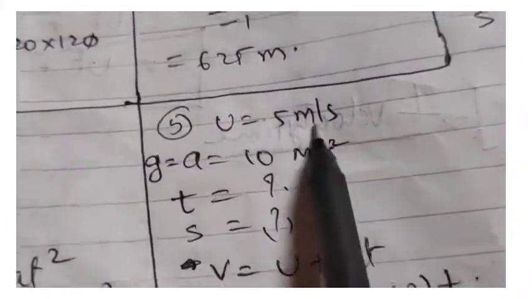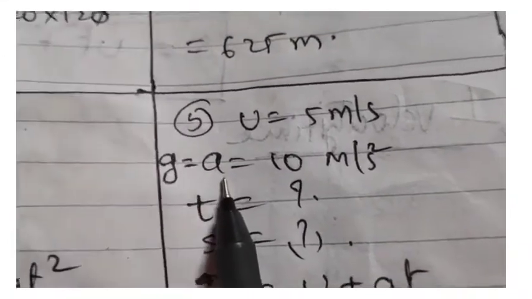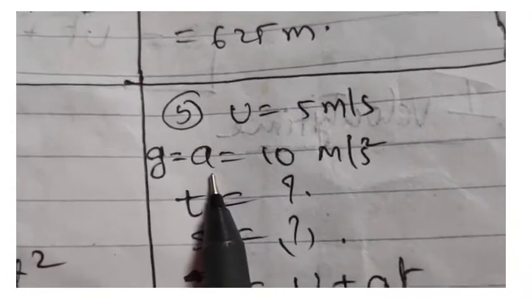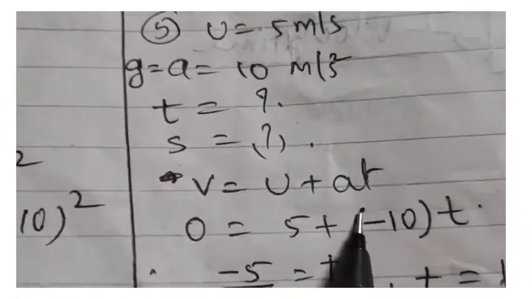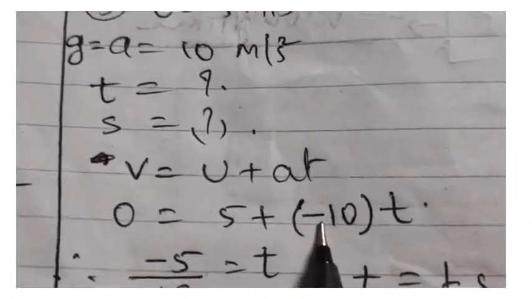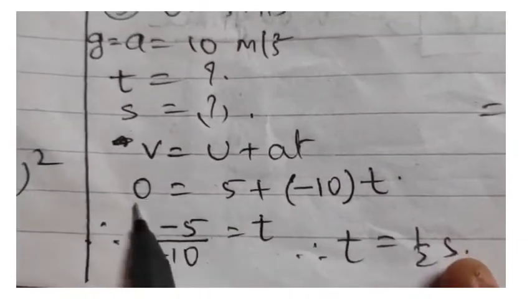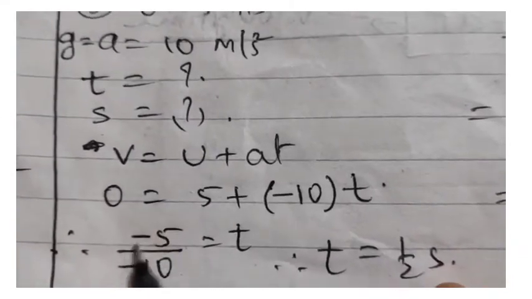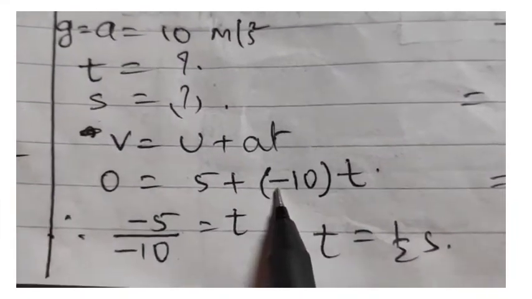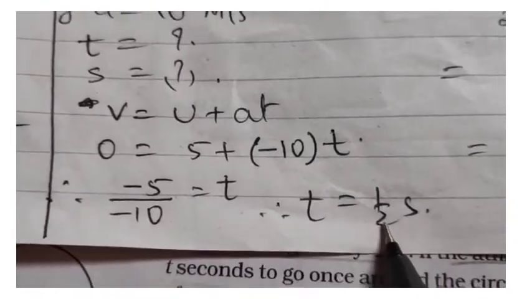So the stone is thrown upwards. Initial velocity is 5 meter per second. The acceleration due to gravity is 10 only. But when it is moving upwards, it will be -10, and when it is moving downward, it will be +10. Time is asked, distance is asked. V is equal to U plus AT, but since it is thrown upwards, the A value will be taken minus. So 5 plus minus 10 into T is equal to, when you are throwing anything upwards, the final velocity when it reaches up will become 0. So -5 is equal to -10T, so T will be -5 upon -10. That will become half, that is 0.5 seconds.